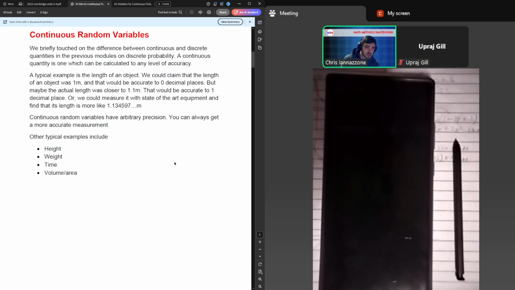So lengths are pretty common for continuous quantities. Other things like height, weight, time, volume, area, all these physical things in the real world don't have neat values that could be fit into.